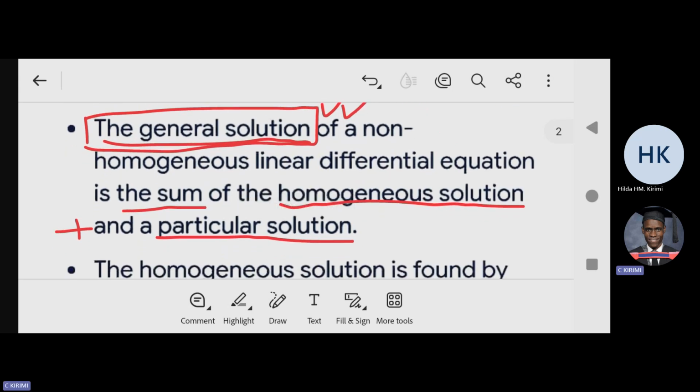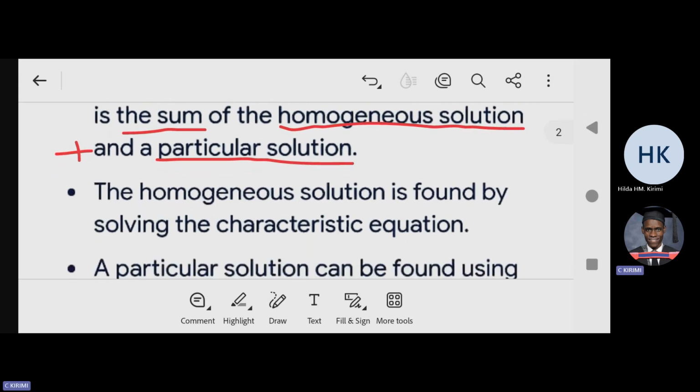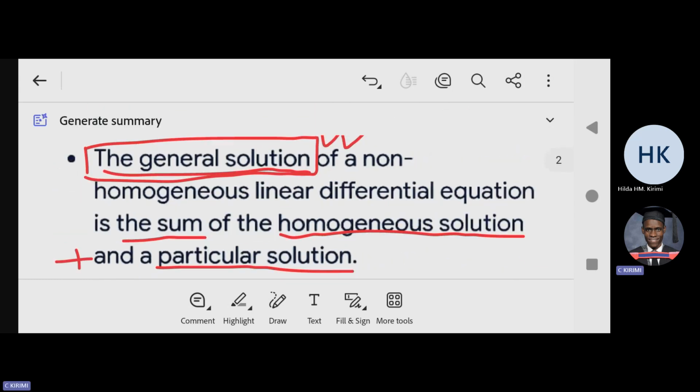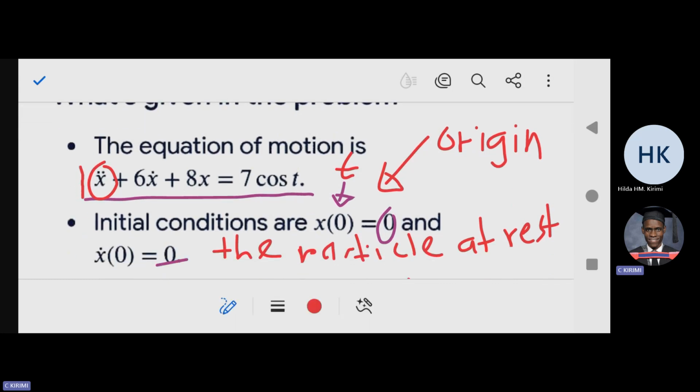So a general solution is formed by two things: a homogeneous solution and a particular solution. We are going to show you how we are going to calculate this homogeneous solution and this particular solution. A homogeneous solution is found by solving the characteristic equation. This is the characteristic equation they are talking about. We are only solving the left side. When you solve only the left side, we find the homogeneous equation.